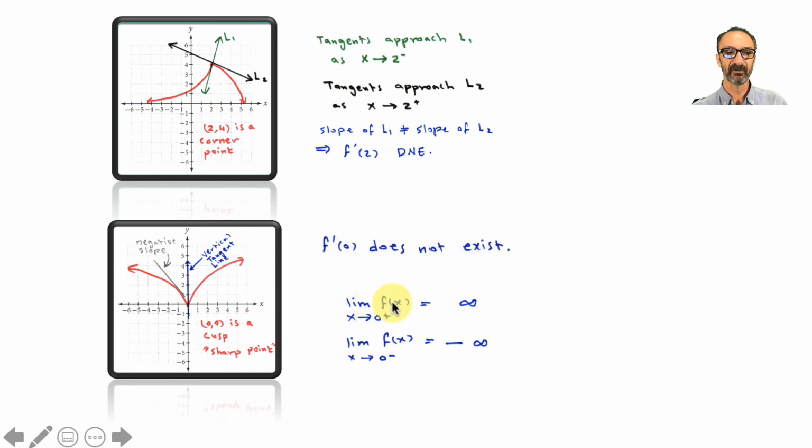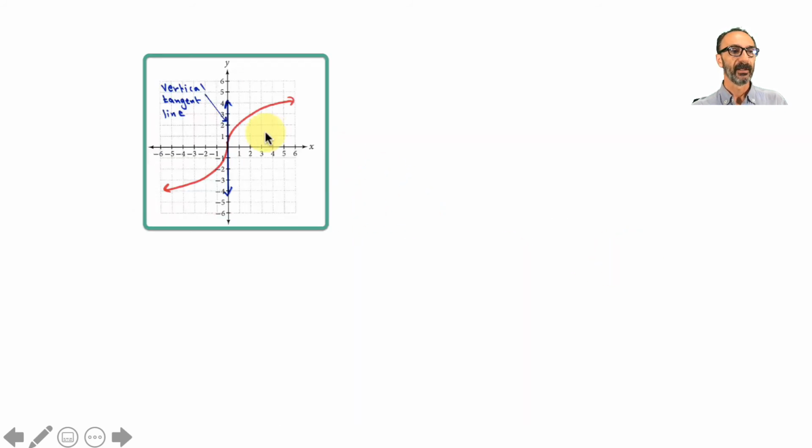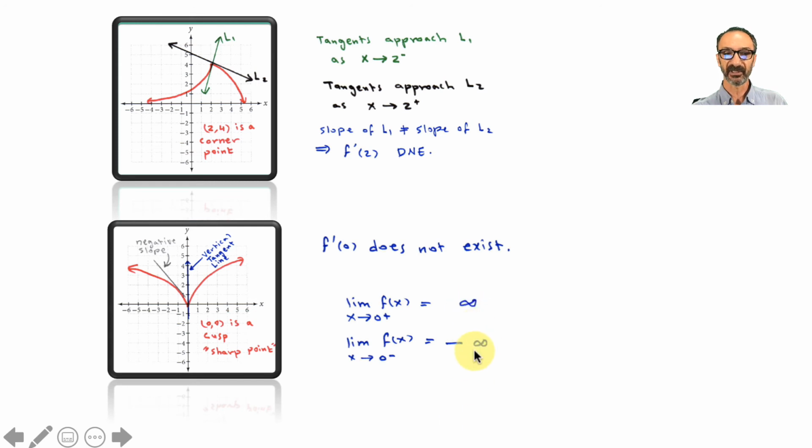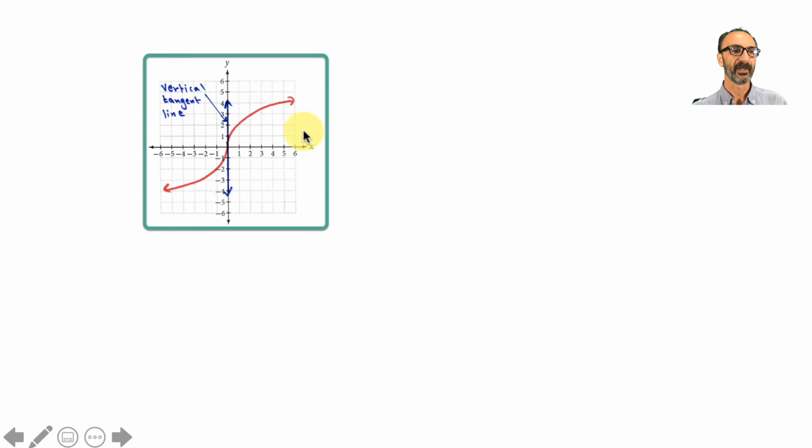We say the limit of f of x approaches infinity when you approach 0 from the right. When you approach 0 from the left, you have negative infinity. F prime does not exist at 0. This is another example. In this case, you might say earlier that because positive infinity and negative infinity differ, the limit does not exist. Not really. Here's another example.